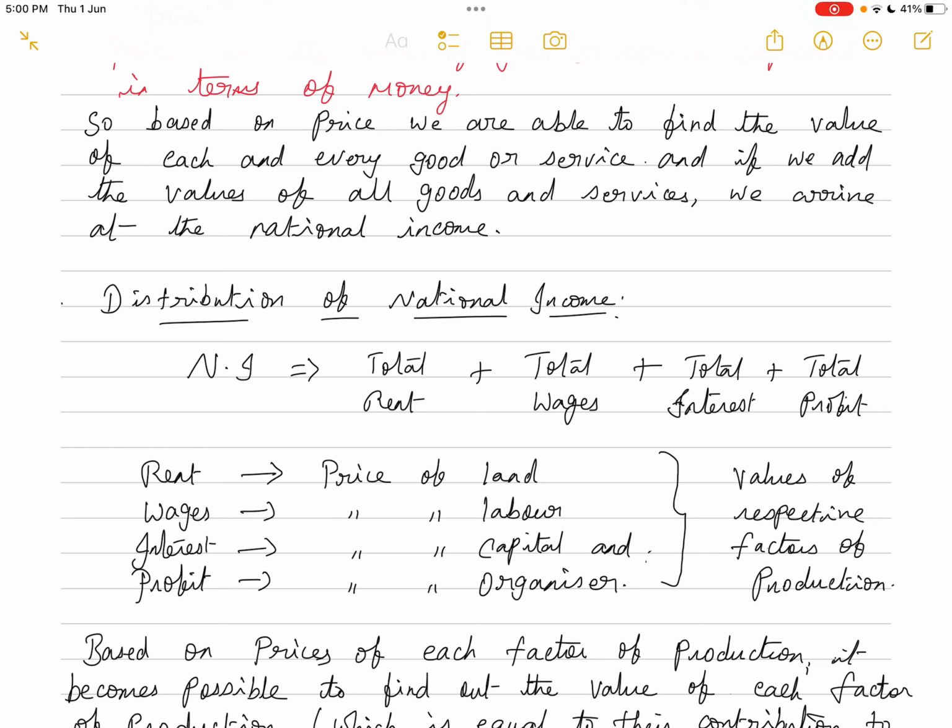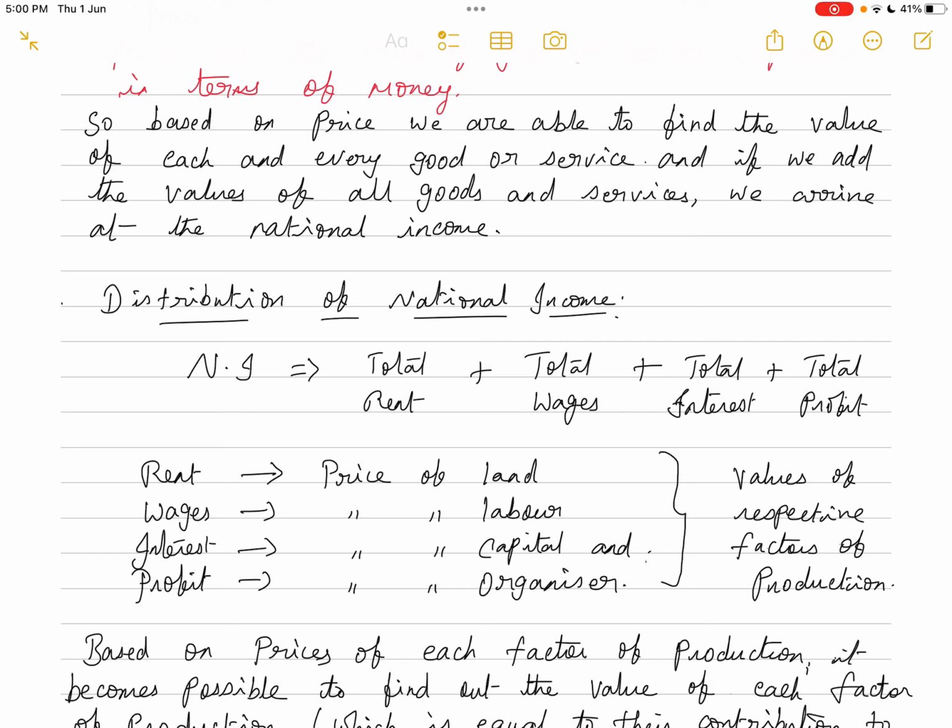Now coming to the distribution of national income. The total national income generated in the country has to be distributed to the various factors of production in the form of total rent plus total wages plus total interest plus total profit. Now what is rent? The price of land is equal to rent. Wages is the price of labor. Interest is the price of capital, and profit is supposed to be the price of the organizer. This is the literal meaning of rent, wages, interest and profit.